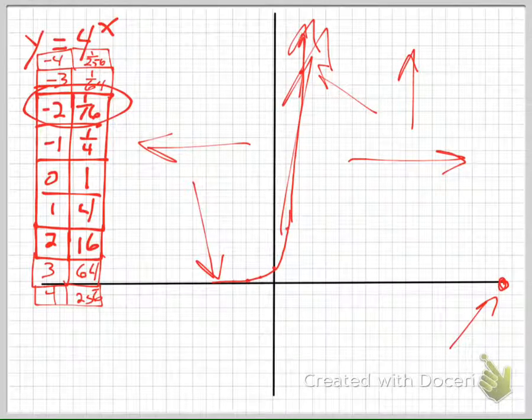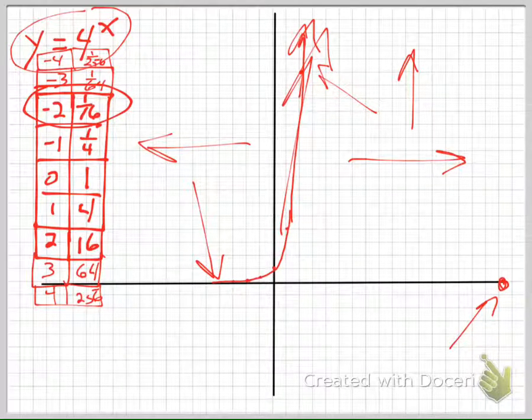Something else I want you to be reminded of is, where did this thing cross the y? 1. Okay, so notice this. Anytime you have an exponential function like this, you need to find where it crosses the y. How do you always find out where it crosses the y? When x is 0, right?